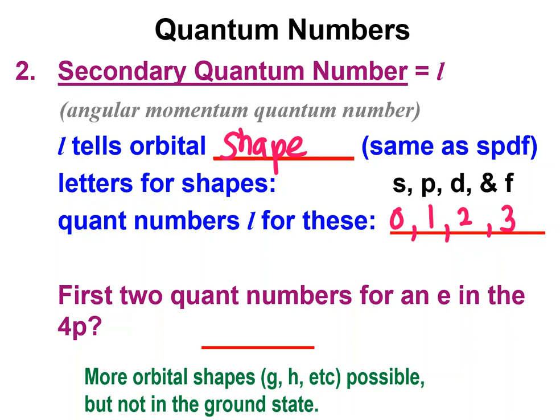Okay, so here's an example. What are the first two quantum numbers for an electron in the 4p sublevel? Well, the primary quantum number is just the energy level, so it's 4. And the second quantum number, the secondary, is going to represent this p, and we just said that p is 1. So those are the first two quantum numbers for an electron that is in the 4p sublevel.